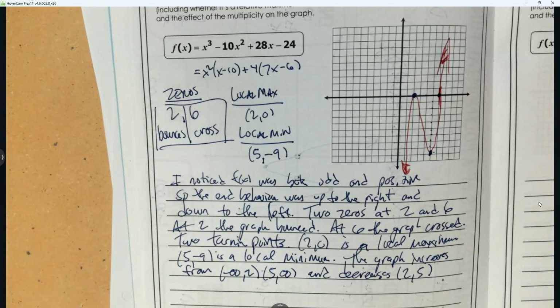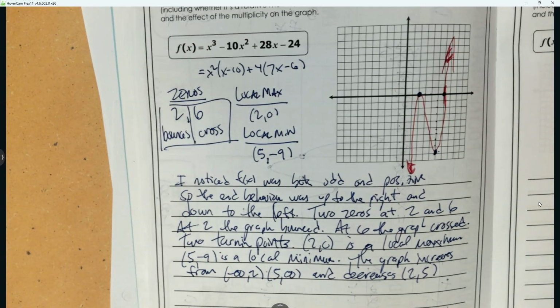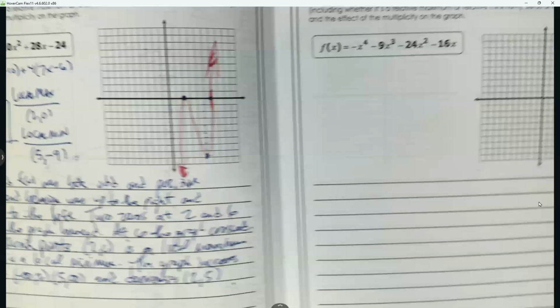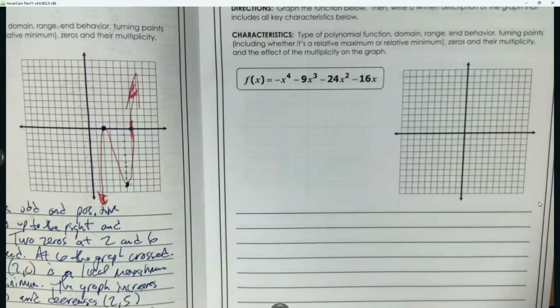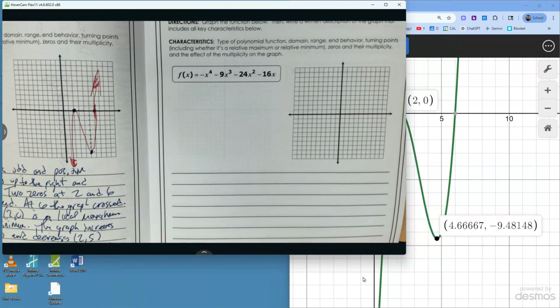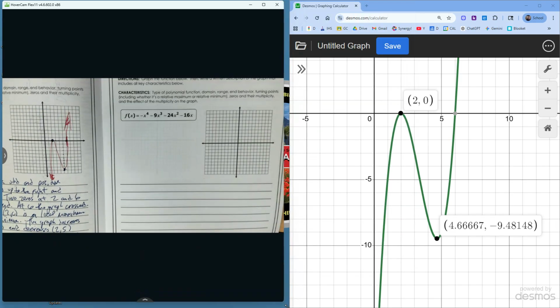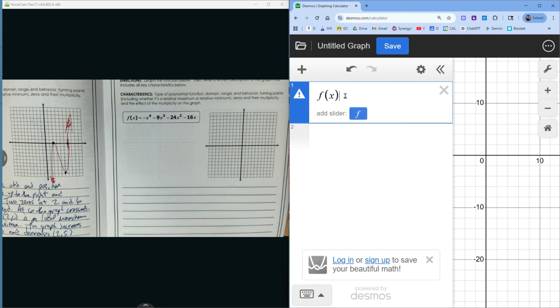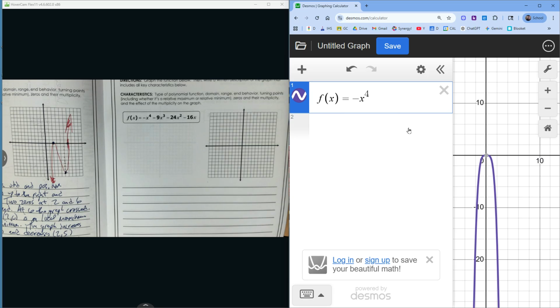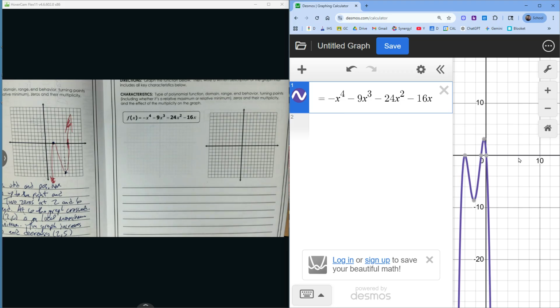All right, let's do that again. And let's include all that detail when writing, okay? This one I'm not going to be able to factor, so we're just going to type it in. So let's start there, and let's type it in. So we have f of x equals negative x to the fourth, negative 9x cubed, subtract 24x squared, subtract 16x. Now let's look at the graph.